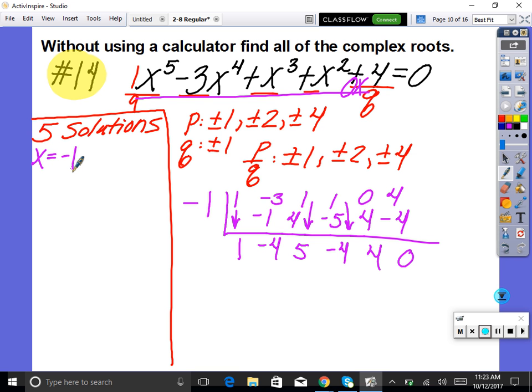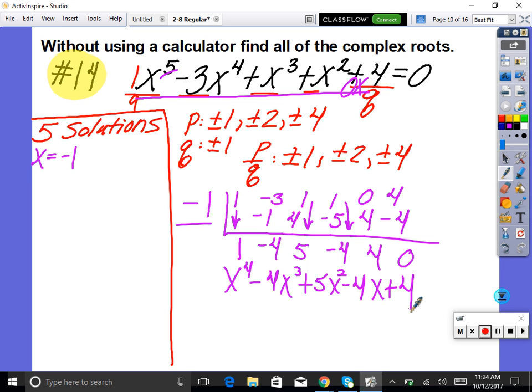Now what I want you to do is not continue to go back and keep testing by synthetic division. Write out what your new polynomial is and see if you can solve that one by a method we know. So let's look. Degree 5 divided by degree 1 is degree 4, people. X to the 4th minus 4x cubed plus 5x squared minus 4x plus 4.